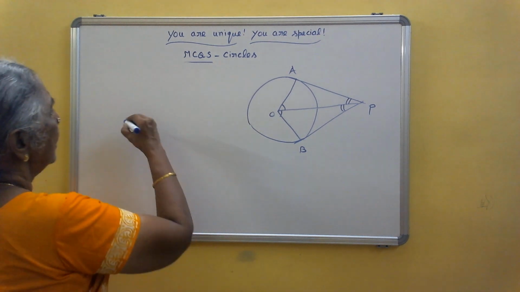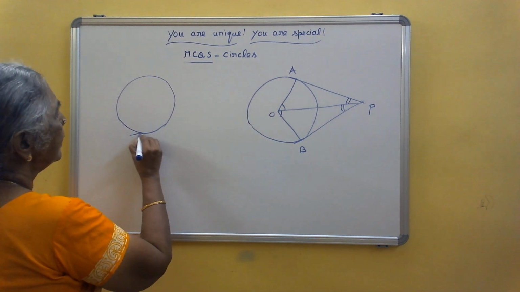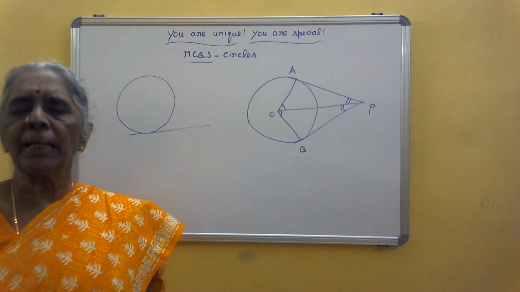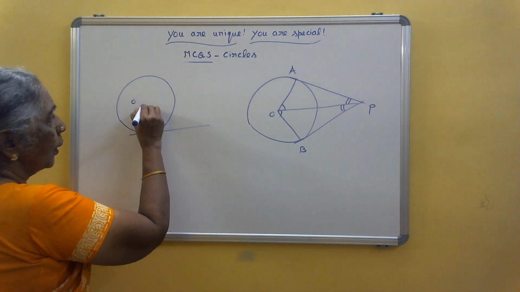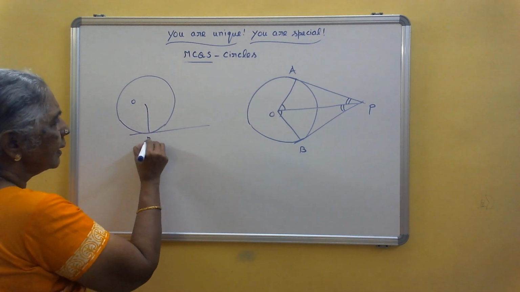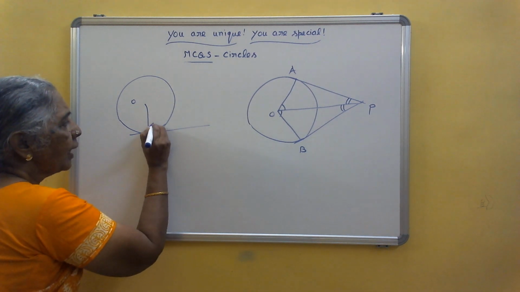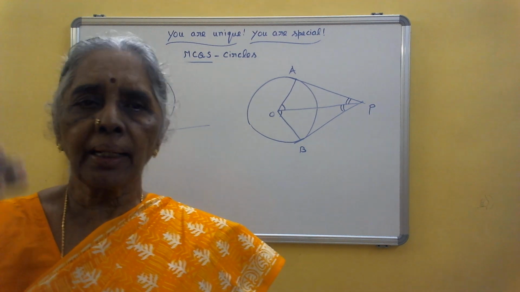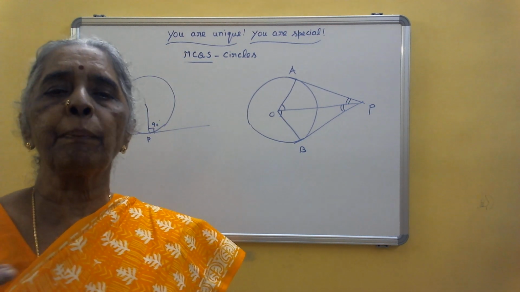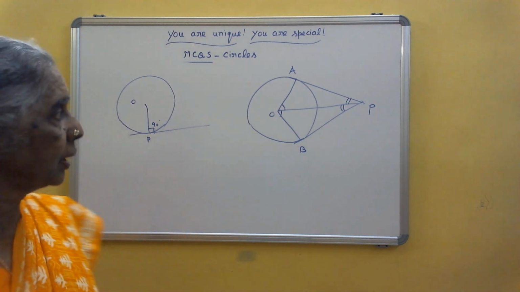Then, now you consider a circle and a tangent at a point on the circle. Now, O is the center. If you join, this is called the point of contact. This OP will be 90 degrees. That is, the radius at the point of contact will be perpendicular to the tangent. So, that is one point you must note.